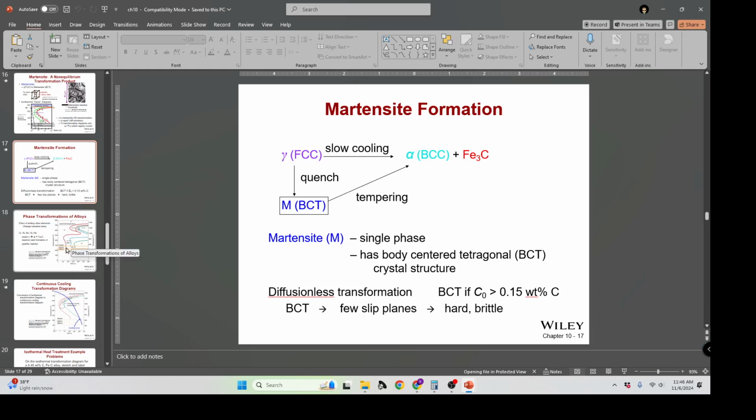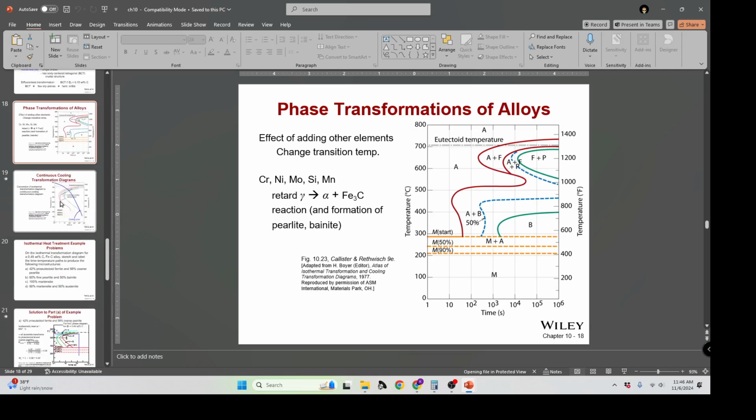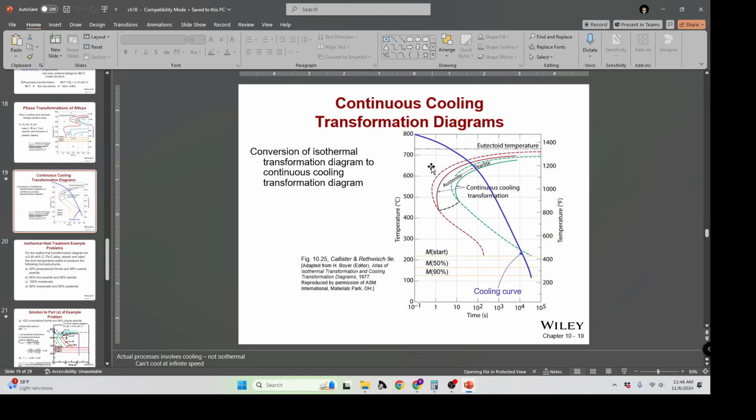So we do have some martensite. We do have a diffusionless transformation for martensite to happen. That sort of locks the carbon into place. Adding some of these alloying elements changes the phase transformation. And a continuous cooling curve might look something like this, where it transitions through austenite to pearlite. And then mostly you'll end up with pearlite and very little martensite.